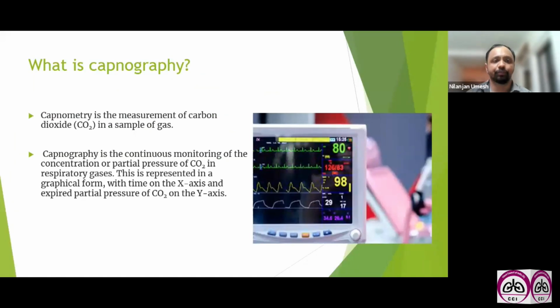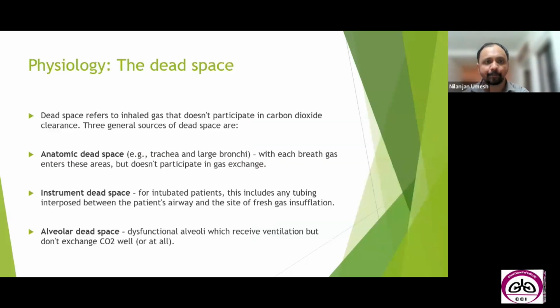So what is capnography? Capnometry is the measurement of carbon dioxide in a sample of gas, and capnography is the continuous monitoring of the concentration or partial pressure of carbon dioxide in respiratory gases. It is represented in a graphical form with time on the x-axis and the expired partial pressure of carbon dioxide on the y-axis, as you can see in the bottom part of the screen, on the monitor which I am showing you.